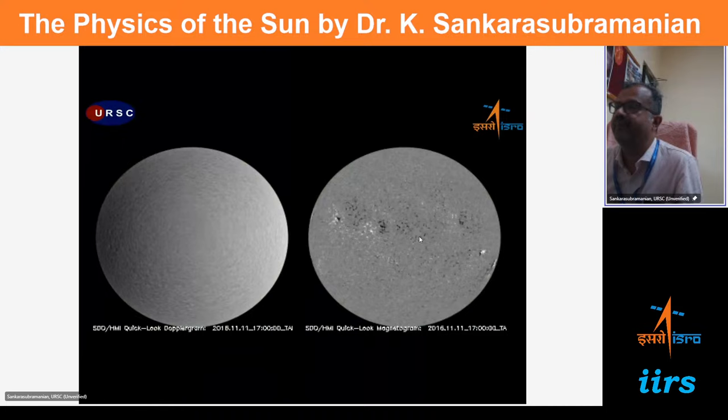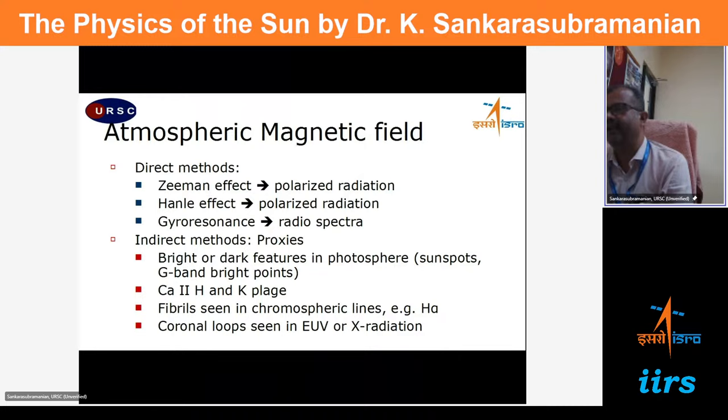We use this principle, what is called the Zeeman effect. And again, I'm sure you would have studied in your physics what the Zeeman effect is. The Zeeman effect is nothing but the splitting of spectral lines in the presence of a magnetic field. So we look at a particular spectral line and look for its splitting as well as the polarization. And that gives us the magnetic field strength as well as the direction.